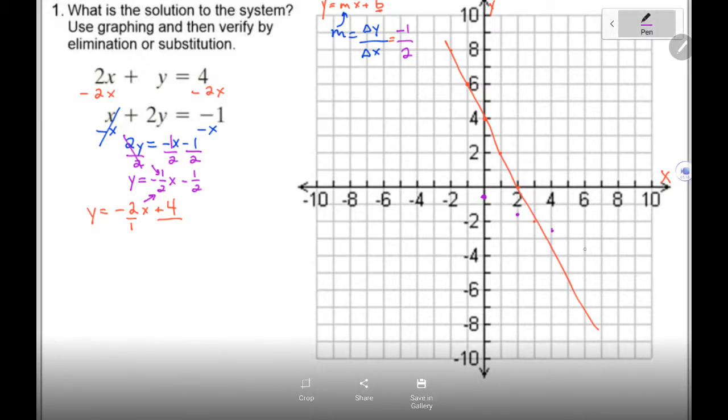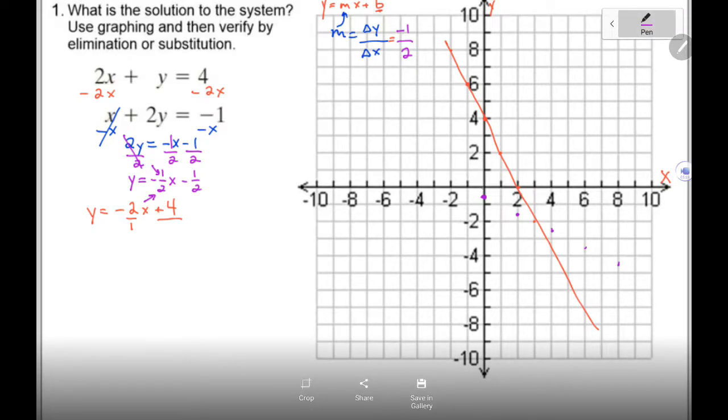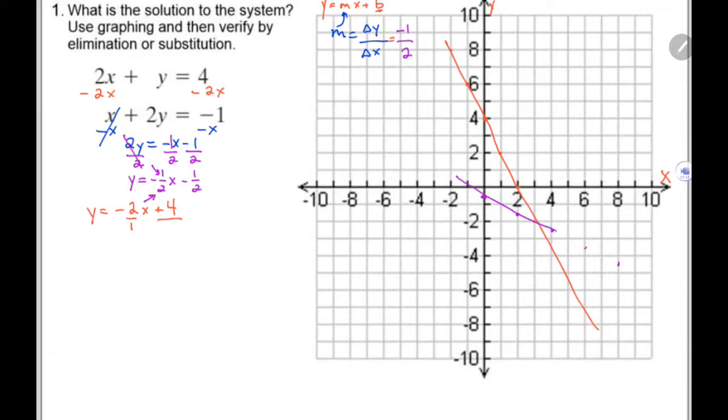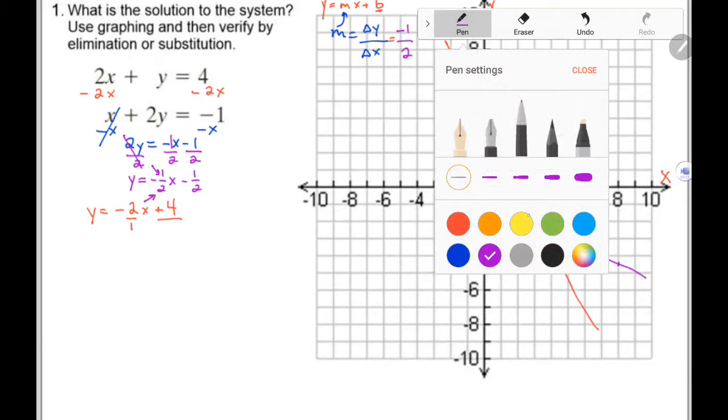And I go over 2 and I drop another 1. As many as I like, I can do this. And then I connect the dots again, best that I can in a straight line. Okay. And my goal is, where do they cross? I need to see where they cross.